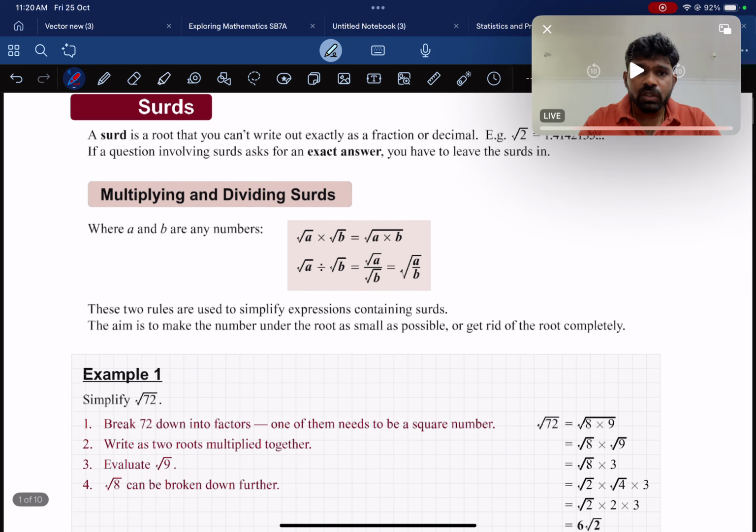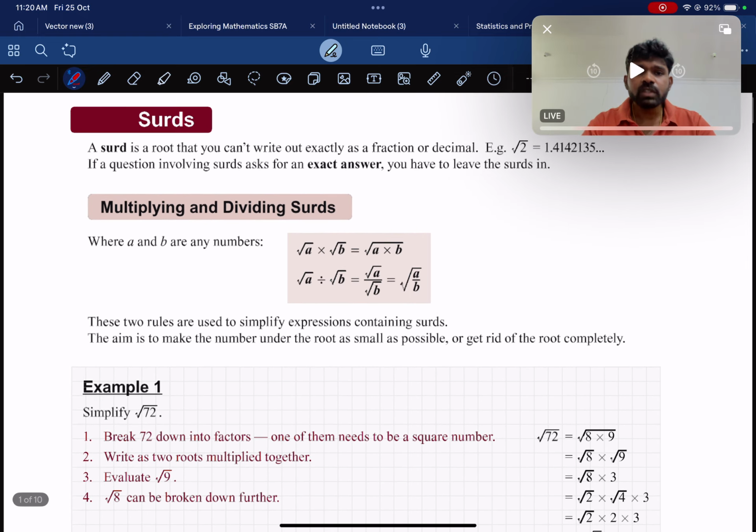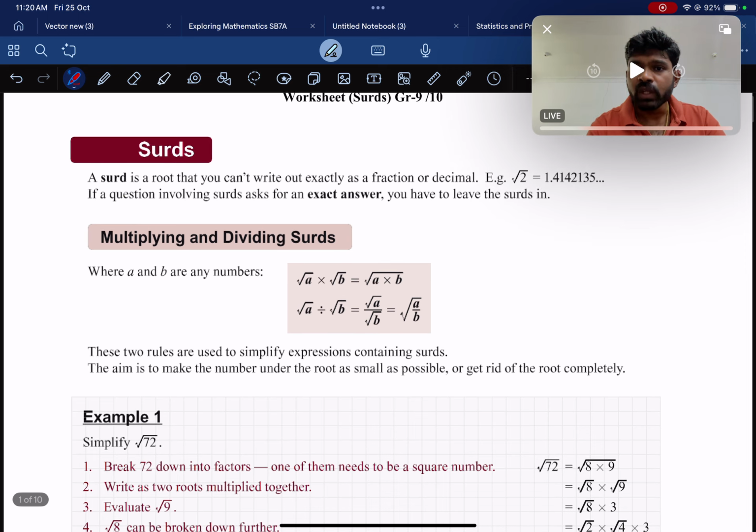So let's start with this topic, surd. And the definition of surd is very clear. A surd is a root that you can't write out exactly as a fraction or decimal. As you know, root 2 can be written as 1.4142 and so on, but we are not supposed to write the surd as a decimal value. Rather, we will write it as the root value itself.